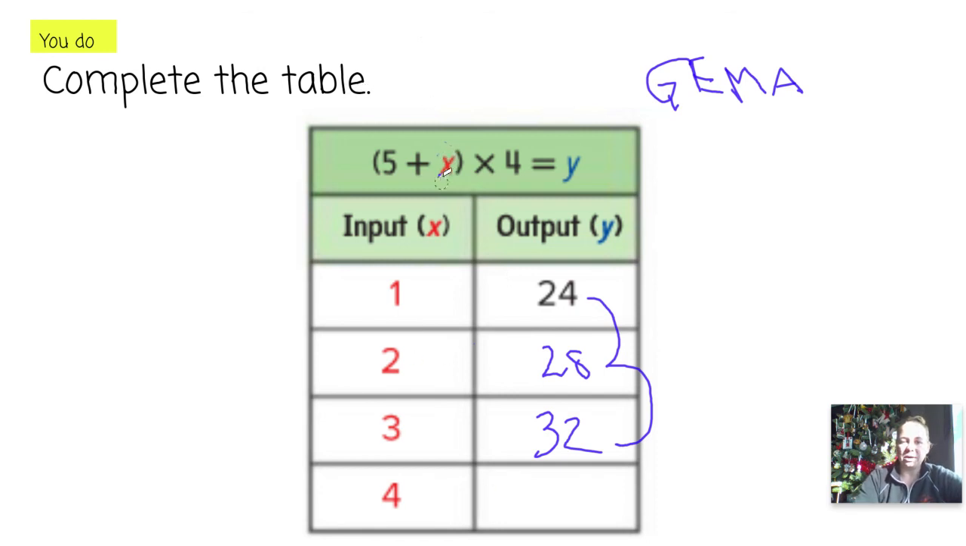All right, our last one, our input is 4. So 5 plus 4 is 9 times 4 is 36. And you're right, it does still add plus 4 plus 4 plus 4, because this side goes up by 1. But if this side went up by 2 or by 3 randomly, that pattern would not work.